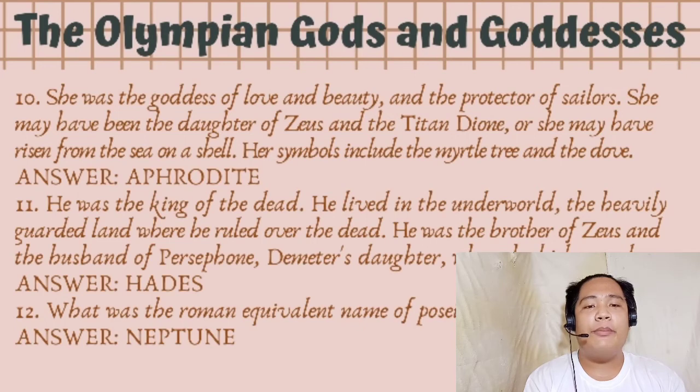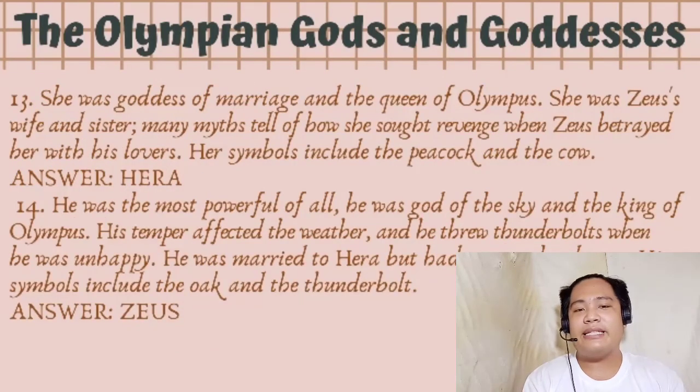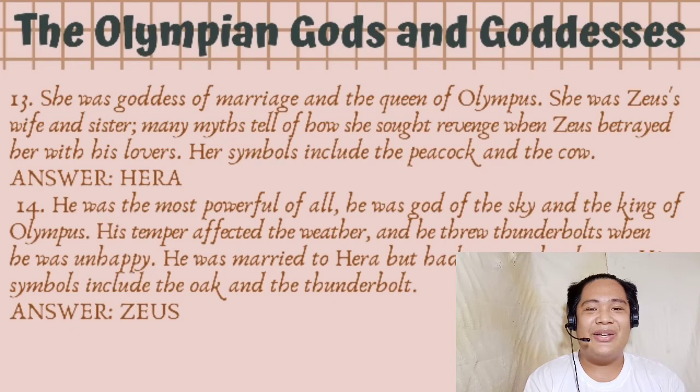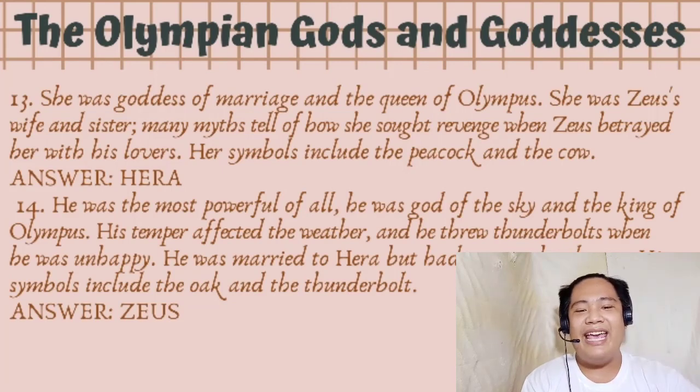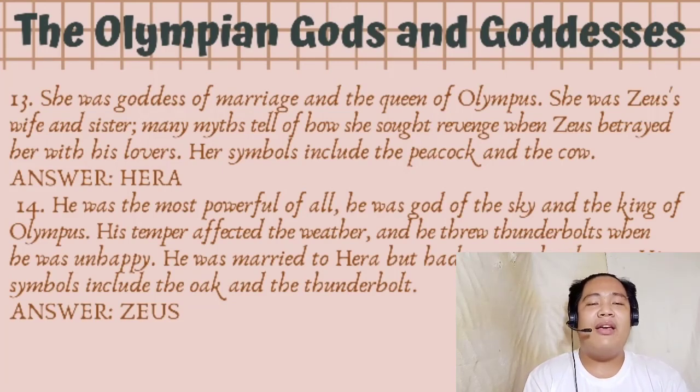Number 12. What was the Roman equivalent name of Poseidon? Right, it's Neptune. Number 13, the second to the last question. She was the goddess of marriage and the queen of Olympus. She was Zeus' wife and sister. Okay, it's Hera. Correct. And number 14, the last number, he was the most powerful of all, and he was the god of sky and the king of Olympus. Right, he is Zeus. Okay, very good, students.